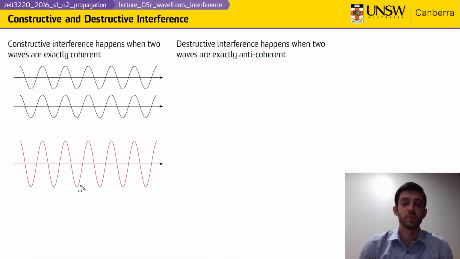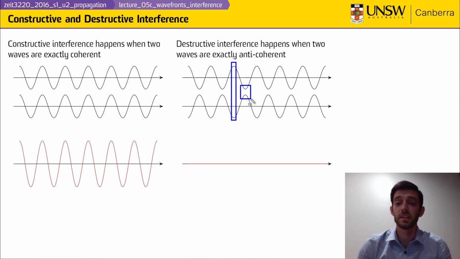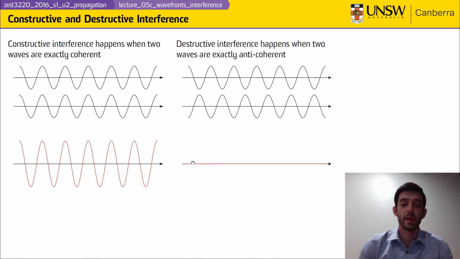Destructive interference happens when the two waves are exactly anticoherent. What that means is they line up with minima and maxima interchanging, so they are 180 degrees out of phase. And once you have that, they will perfectly cancel and you will produce a flat line.